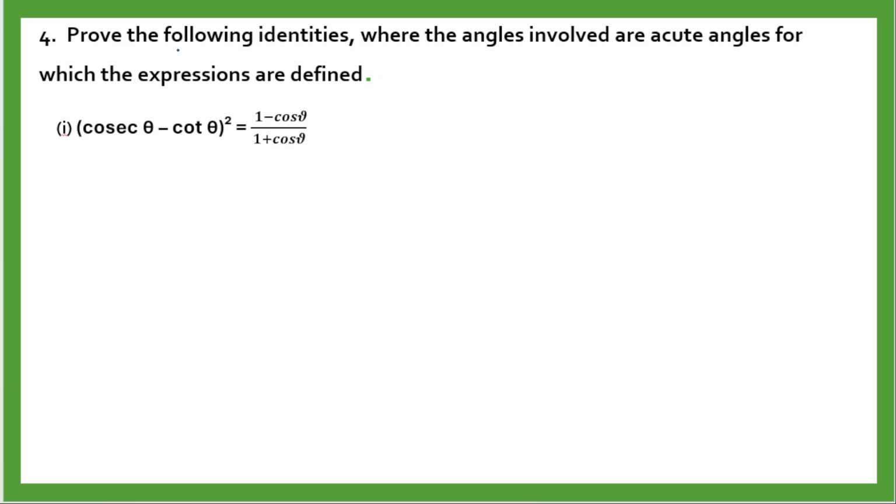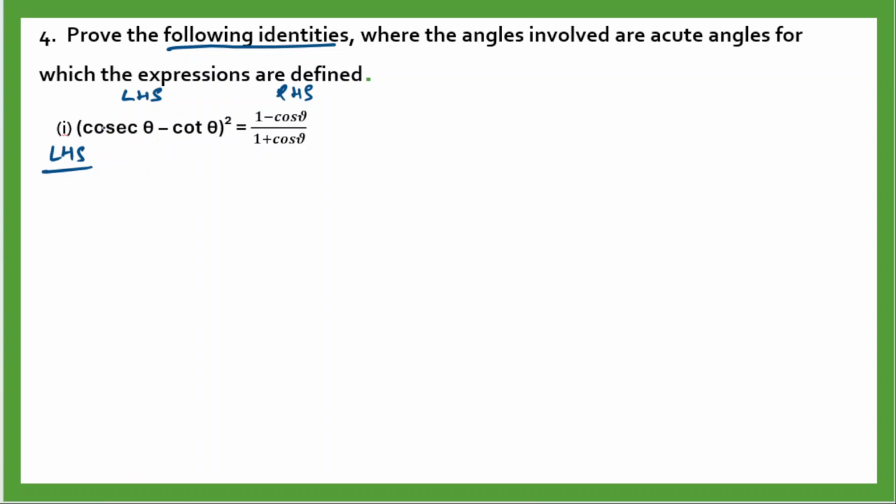In this you have to prove the following identities. So the first part is given to you: (cosec theta minus cot theta) whole square is equal to (1 minus cos theta) divided by (1 plus cos theta). We have to prove that left hand side is equal to right hand side. We usually start from the left hand side. So let's take the left hand side.